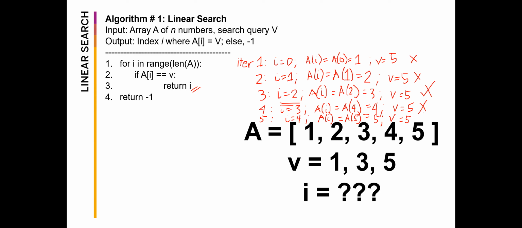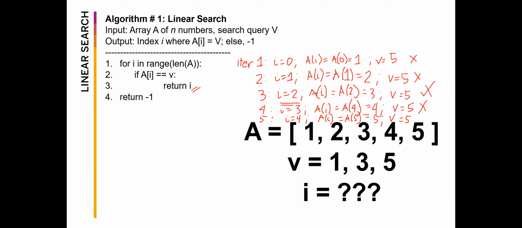Why is it negative 1? Remember, if the if statement or if condition is met, it will execute the lines underneath that if clause, which is a return. And if there's a return already, basically the entire function or the entire algorithm terminates and outputs that value.